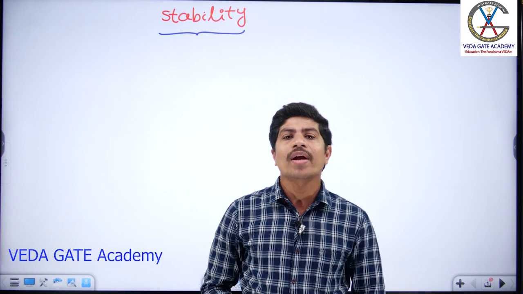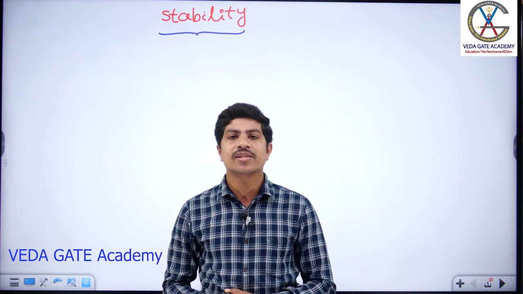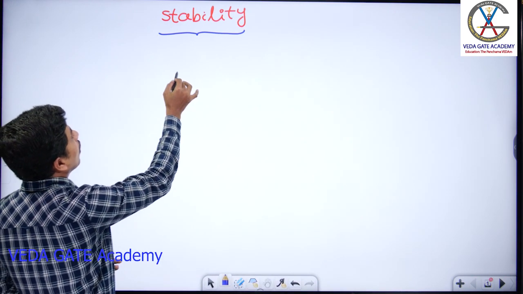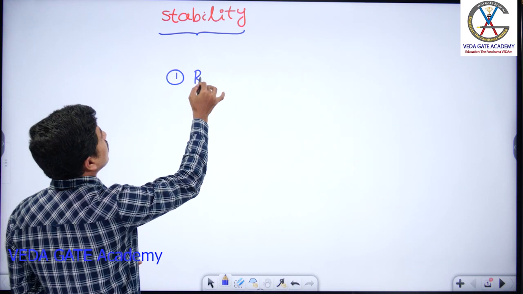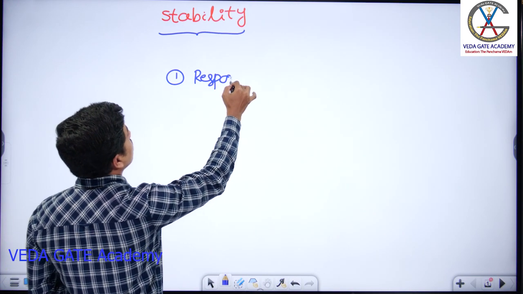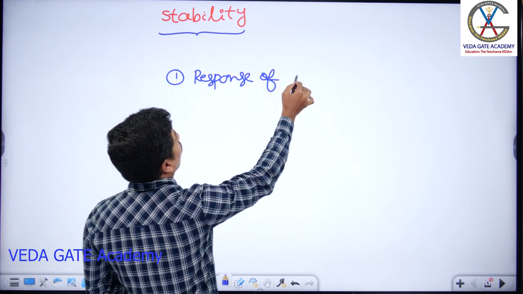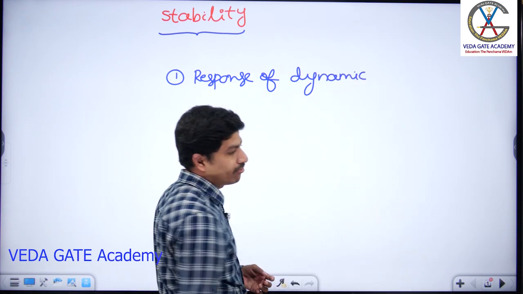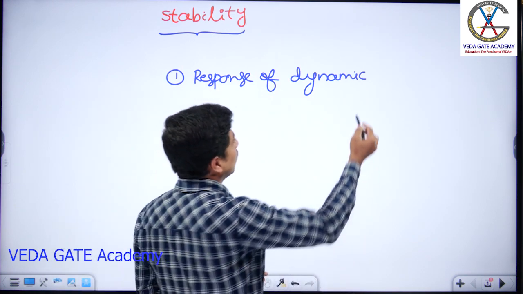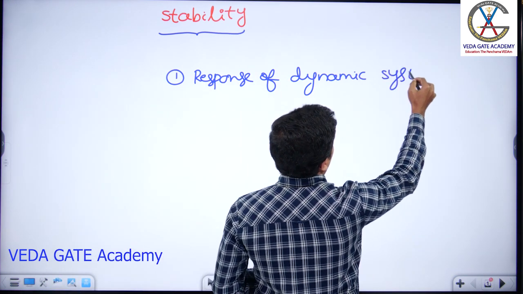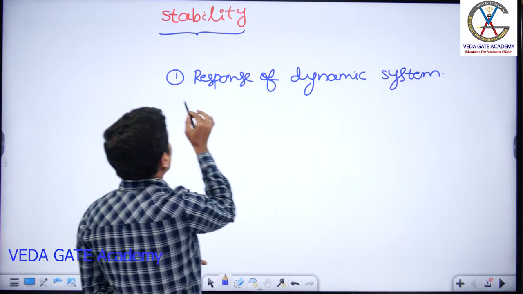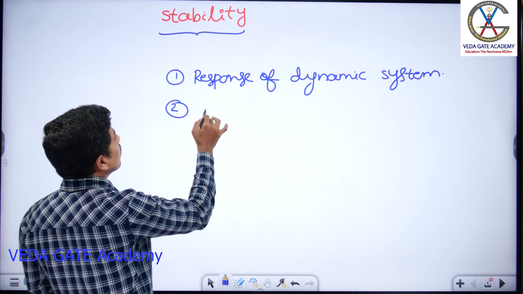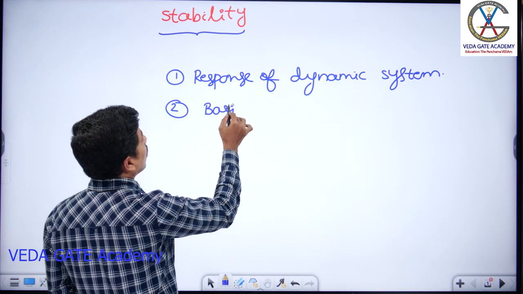In this video, we are going to study control system stability. Primarily, we are going to study the response of a dynamic system. A dynamic system means a system which has at least one energy storage element. And after that, the basic definition of stability in time domain.